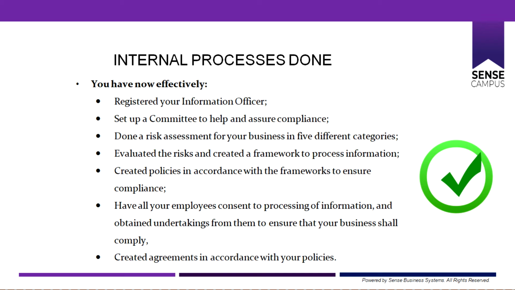You have now finished your internal processes by effectively doing the following. You registered your information officer. You set up a committee to help and assure compliance, which we refer to as the IPC. You have done a risk assessment for your business in not only one but 5 different categories. You have evaluated the risks and created a framework to process information in your business. You created policies in accordance with the frameworks to ensure compliance. You had all your employees consent to processing of information, and obtained undertakings from them to ensure that your business shall comply. And you have also created agreements in accordance with your policies.